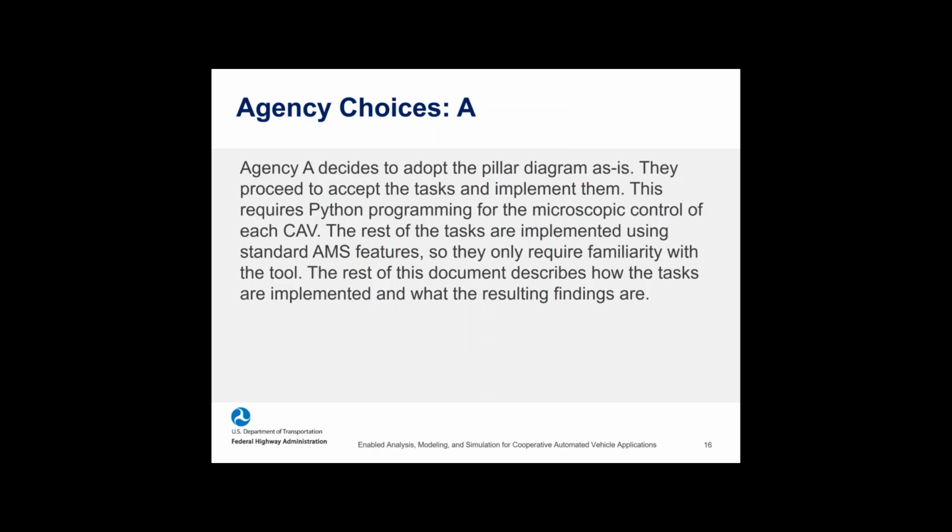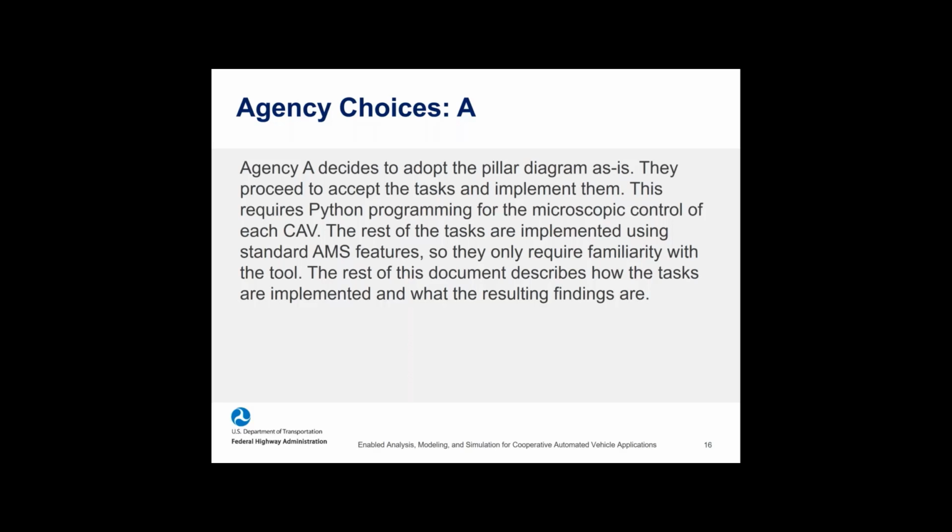So you're giving that pillar diagram to 3 hypothetical agencies, and agency 1 is saying, okay, great, I'm going to do this pillar diagram as is. So they accept the task and implement them. This is going to require Python programming for the microscopic control of each CAV. The rest of the tasks are implemented using the standard AMS features, so they only require familiarity with the tool. The rest of the PowerPoint is going to describe how the tasks are implemented and what the resulting findings are.